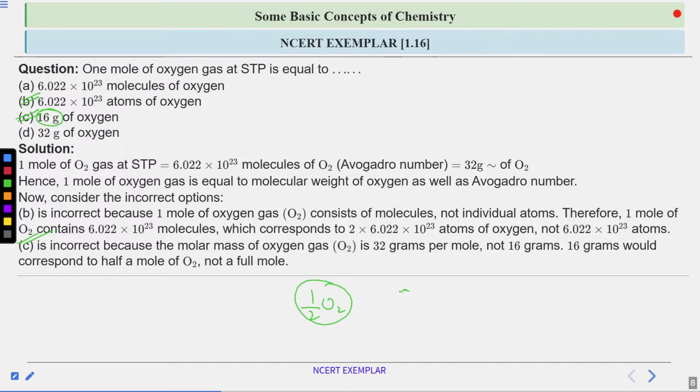So this is an MSQ question. Yes. So 16 gram of oxygen means 1 mole of oxygen atom. Yes, yes, Pratik, it will be 32.